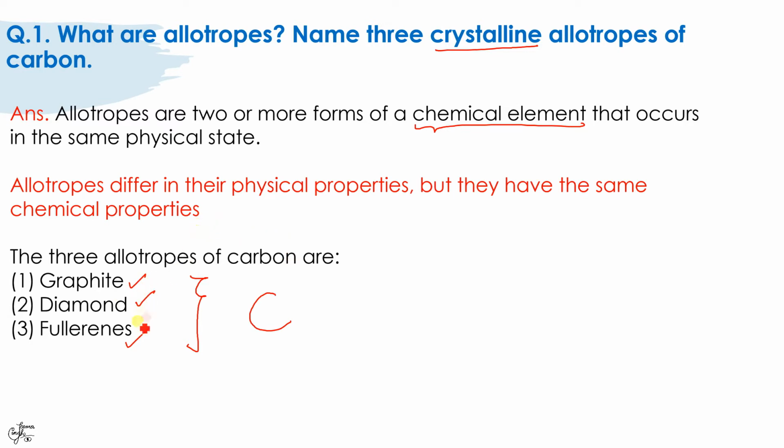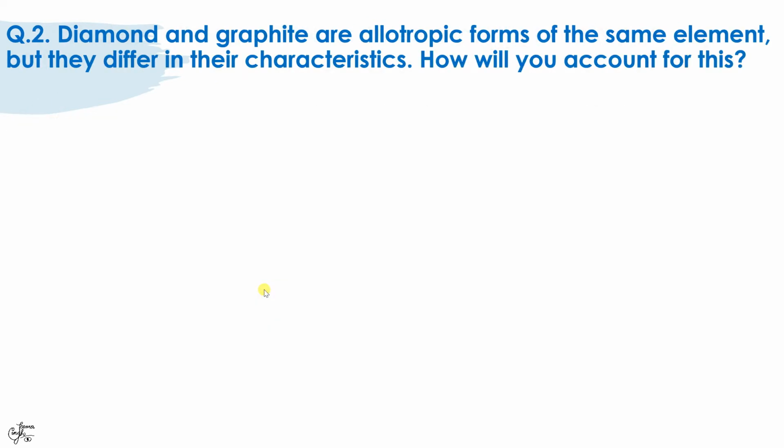Like if I'm going to burn all of them, fine, they're all going to burn in oxygen to give rise to carbon dioxide. Clear? So you need to just remember that allotropes differ in their physical properties. Why? Because arrangement of atoms is different, but they have the same chemical properties because they're made up of the same chemical element. So this is the definition of allotropes, and these are the 3 allotropes of carbon. It's a direct question. Chances of this question is almost 0. Moving on to the next one.